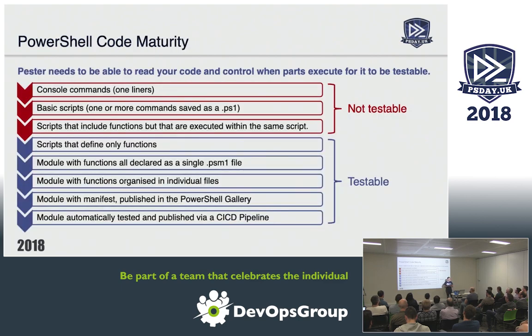So one last thing before I actually start talking about Pester: I've written this PowerShell code maturity model, which I made up. This is sort of the journey I went on. It's not necessarily the journey everybody goes on, and you can skip stages quite easily, but a lot of people tend to go through this journey, which is they discover PowerShell, and they start. By the way, this is the most grown-up slide in this whole talk.